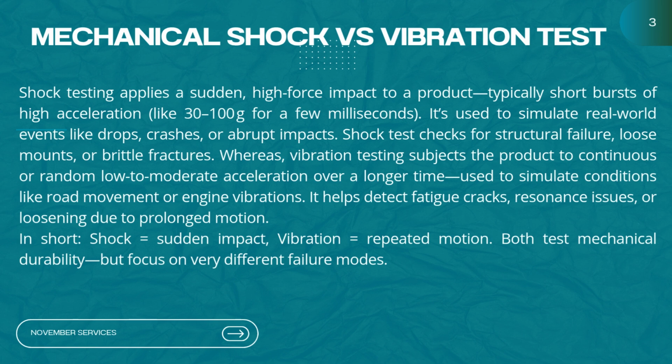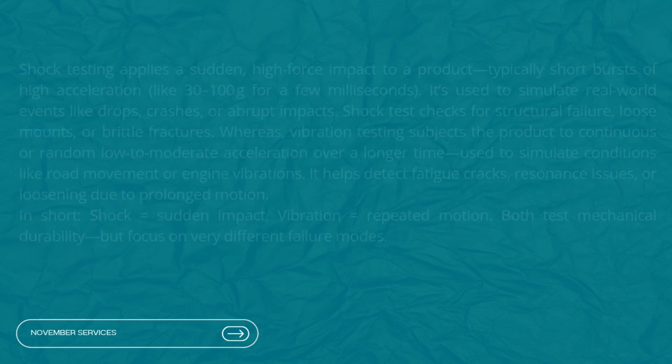In contrast, vibration testing exposes the product to continuous or random motion at lower accelerations over extended periods. Vibration test helps evaluate fatigue behavior, resonance issues, or loosening due to repetitive motion. In short, shock test is used for sudden impact, whereas vibration test is used for simulating repetitive motion. Both assess mechanical durability, but they focus on very different failure mechanisms.